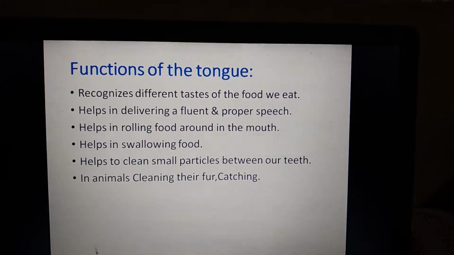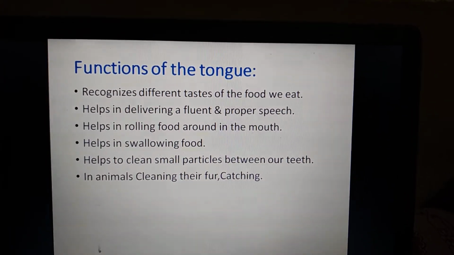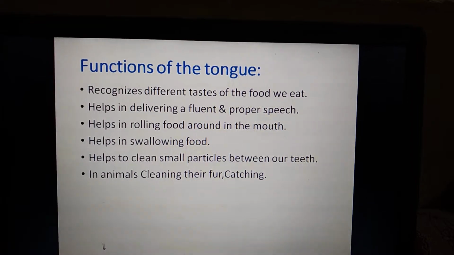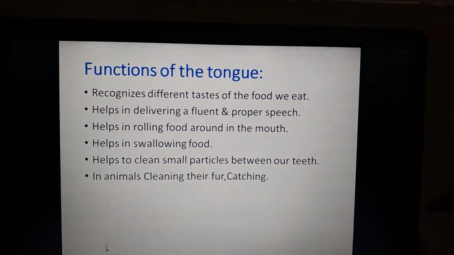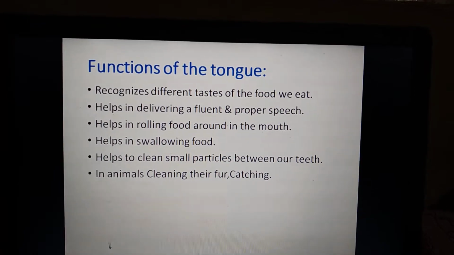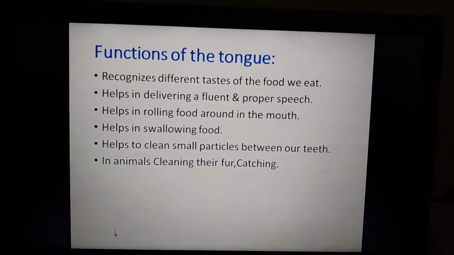Whenever they have a cold or fever like that, at that time the taste buds get blocked. So at that time they can't feel the taste of the food.